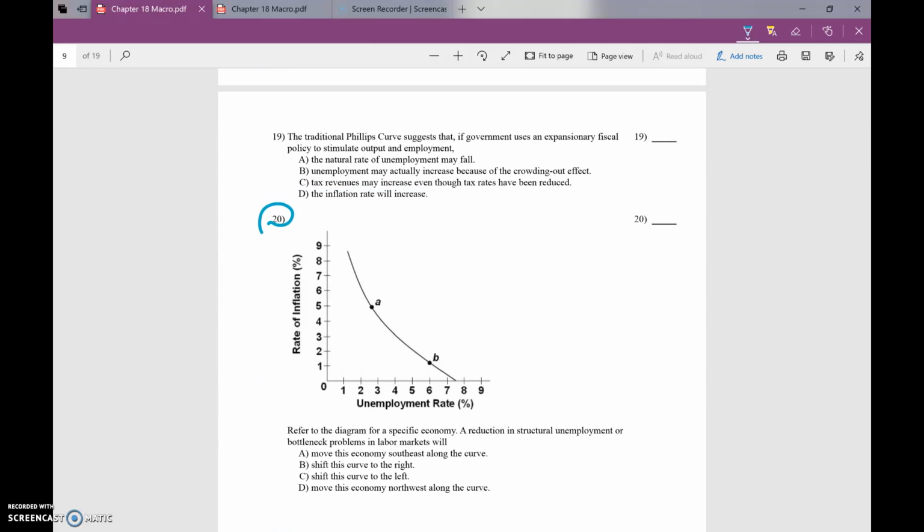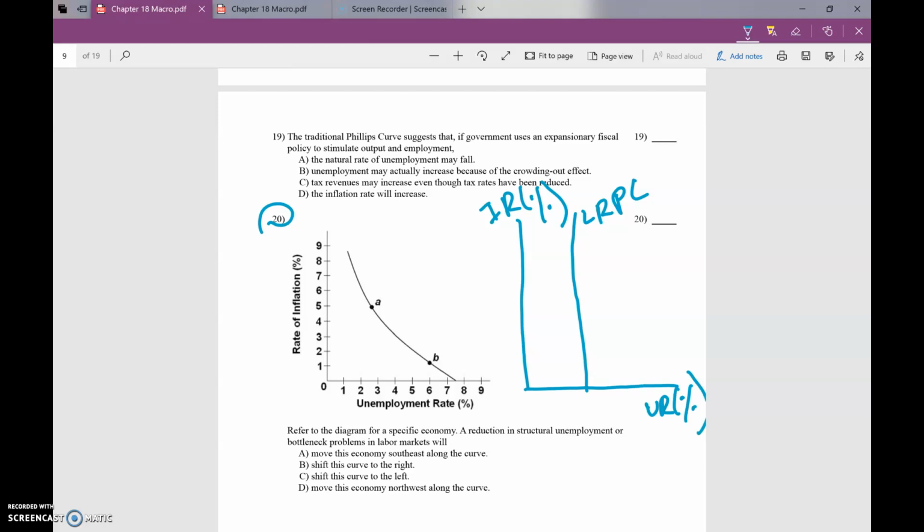So this one is a short run Phillips curve that shows an inverse relation between the rate of inflation and the unemployment rate. When inflation increases, unemployment decreases, and vice versa. And just to point out something else here, the short run Phillips curve slopes down, and this one is the long run Phillips curve. This is a vertical straight line, and according to the long run Phillips curve, there is no relation between the rate of inflation and the unemployment rate.